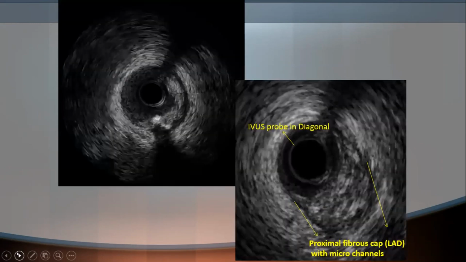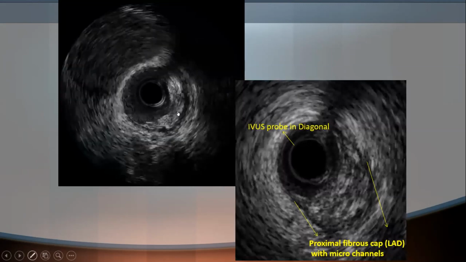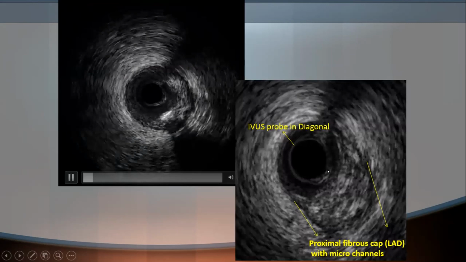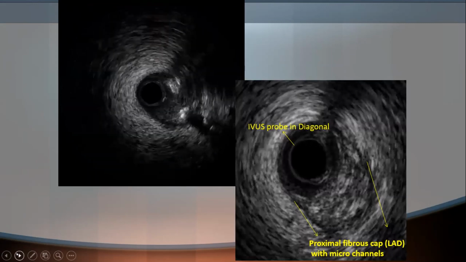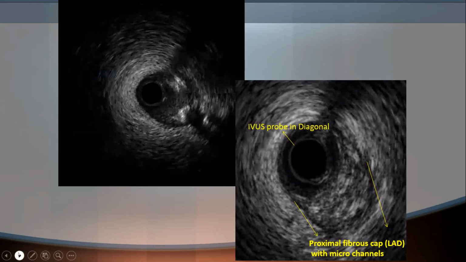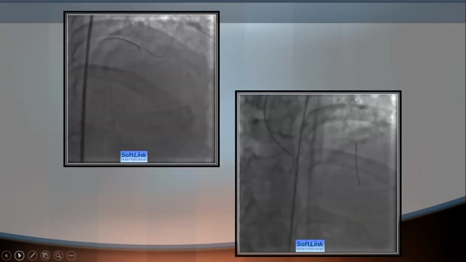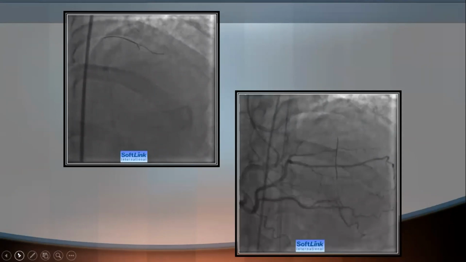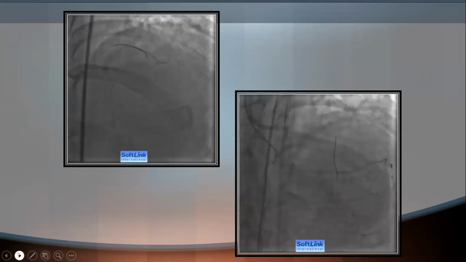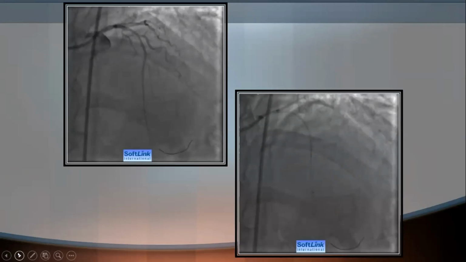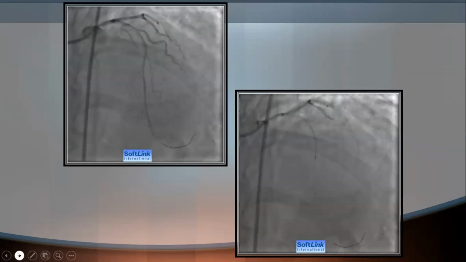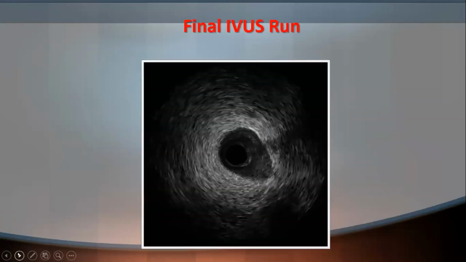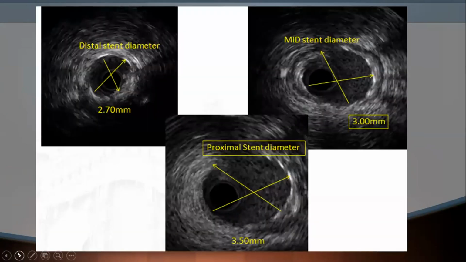Beg your pardon. So this is what I want you to see. So you can see from this a pullback from the diagonal, and you can see the proximal fibrous cap here. You can aim your wire under direct IVUS guidance into that proximal fibrous cap, cross it, do pre-dilatation, do an IVUS again, assess the proximal, mid, and distal landing zone. I'll skip this and achieve a final result like this. And then you can do a final IVUS run, and you can achieve distal, mid, and stent diameters like this.